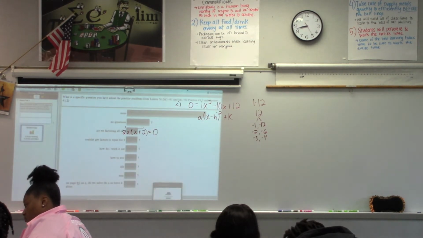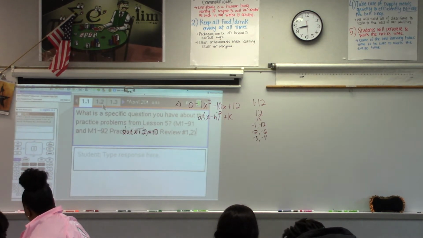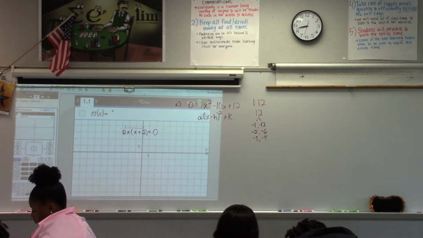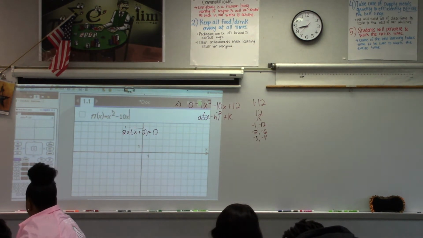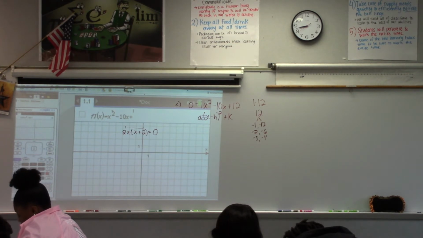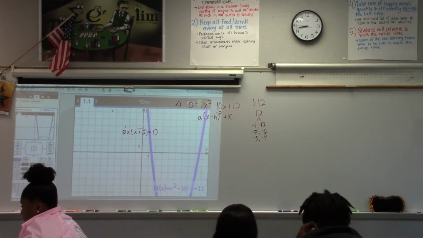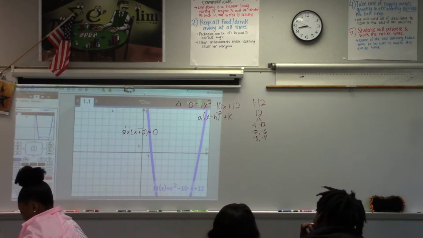So I'm going to graph, and it's what? X squared minus 10x plus 12. What am I going to do? So one, I'm going to look for the minimum, right? The vertex is going to be a minimum.